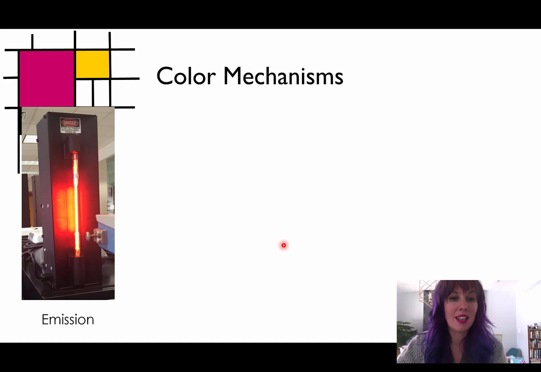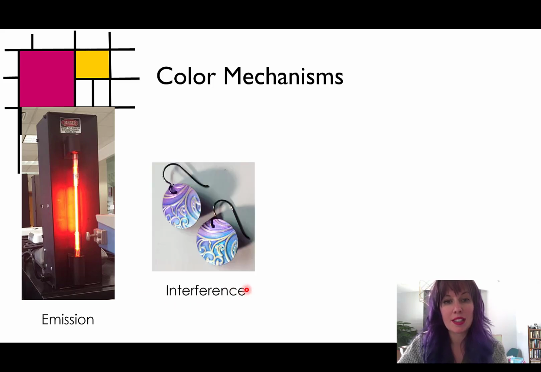The first is emission. If you remember back to Gen Chem 1, one of the labs that you did was looking at the emission spectra for several different gases. This one's neon. Neon glows red, and this is because it's emitting a few different wavelengths of light that when they add together, they give this vibrant red color. We also have interference. These are some niobium earrings, but interference you also see in oil slicks and on bubbles. This is when your light constructively and destructively interferes so that we see specific colors.